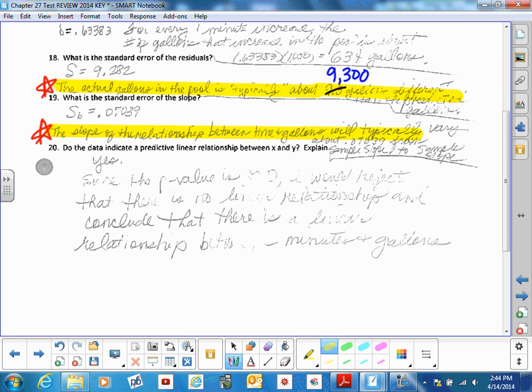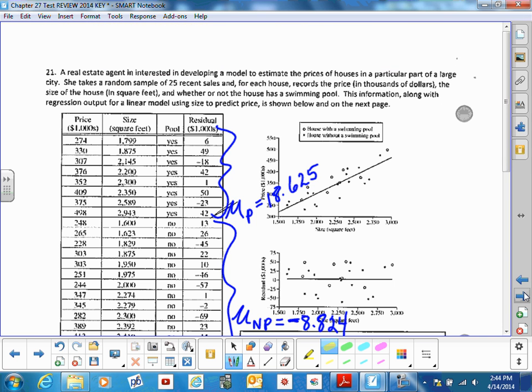Yes? What is the layout of this test? I would anticipate it being, and I don't have it for sure, like 15 multiple choice and 1 free response. That's what I have flown around my brain. Okay? All right. Now, let's look at this number 21.